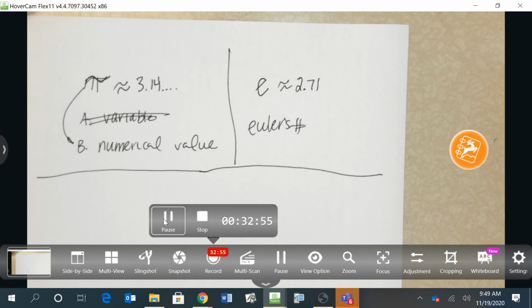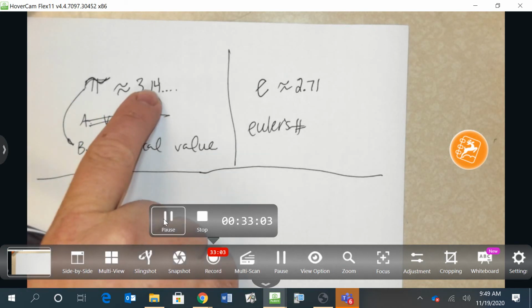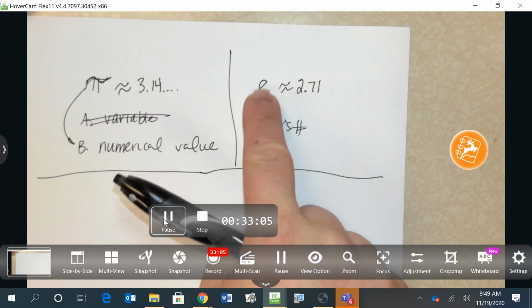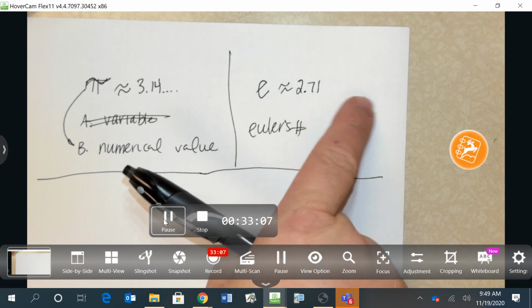But right now, all you have to know is that e is not a variable. e is actually a number. It is irrational, and just like pi is irrational, 3.14 goes on and on, Euler's number, this e, is 2.71, and it goes on.